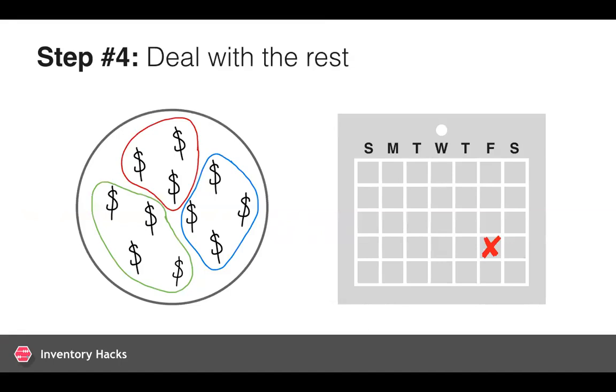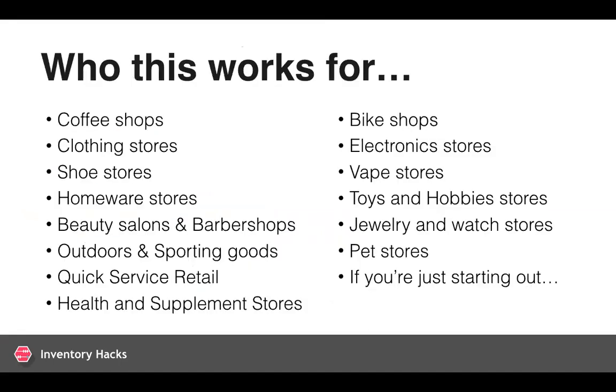I promise you, whatever products you're selling or using today in your business, you have high volume products and you have high value products. What I'm showing you works for coffee shops, clothing stores, shoe stores, homeware stores, beauty salons, barbershops, outdoors and sporting goods, quick service retail, health and supplement stores, bike shops, electronic stores, vape stores, toys and hobby stores, jewelry, watch stores, pet stores. It works if you're just starting out or if you are a veteran of retail and sell thousands of products every day. This is how the game is played in inventory.